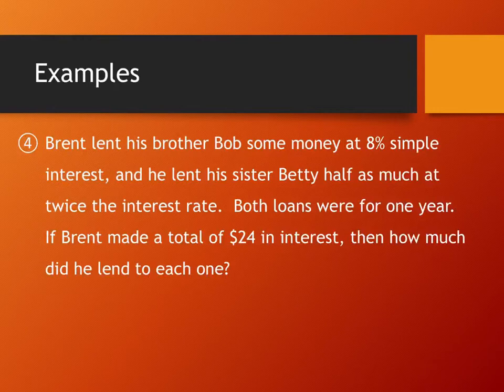Okay, let's look at another one. Brent lent his brother Bob some money at 8% simple interest. He lent his sister Betty half as much at twice the interest rate. She must not be quite as reliable. That would be my guess. Both of the loans were for 1 year. If Brent made a total of $24 in interest, then how much did he lend to each one?